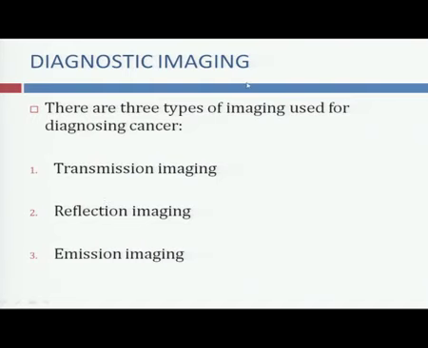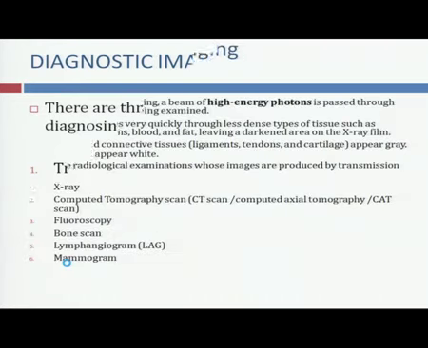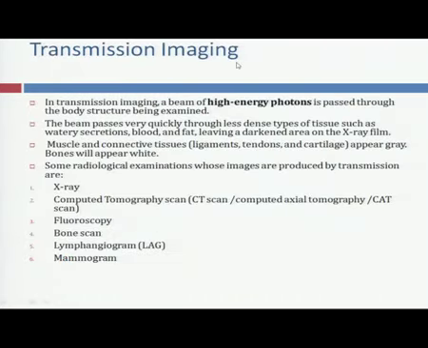3 types of imaging processes are used to visualize the cells and tissues and organs of the body inside. These are transmission imaging, reflection imaging and emission imaging. Let us study them. Firstly, transmission imaging. In this method, a beam of high energy protons is passed through the body structure being examined. What happens when there are less dense tissues, soft tissues, watery secretions, blood and fat, etc., the beam passes through them very quickly, leaving a darkened area on the X-ray film.